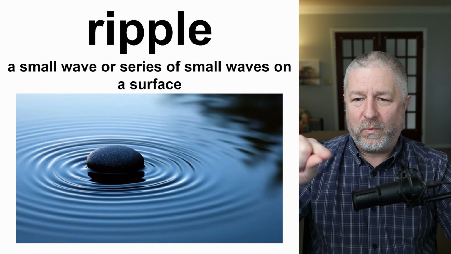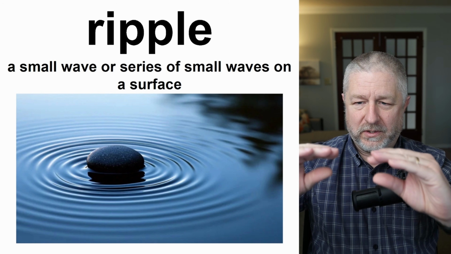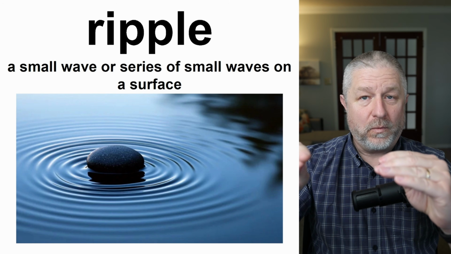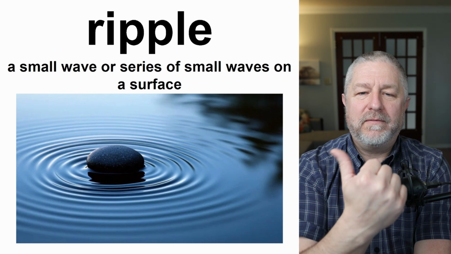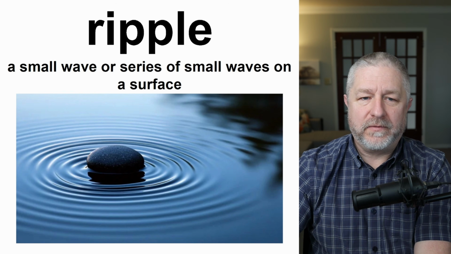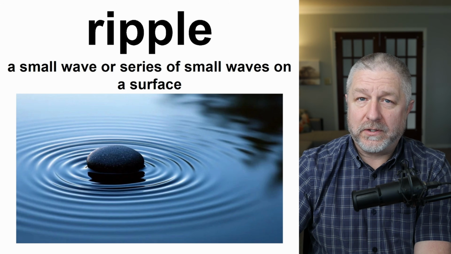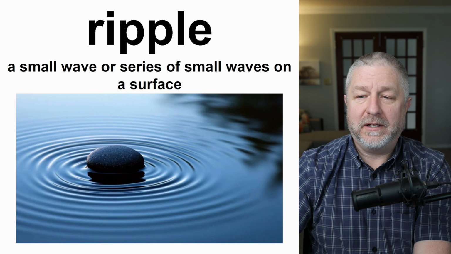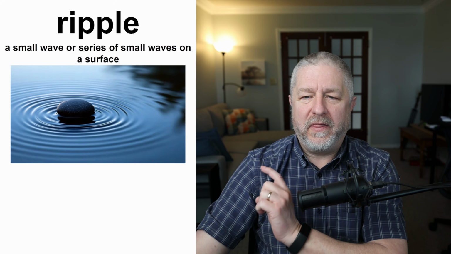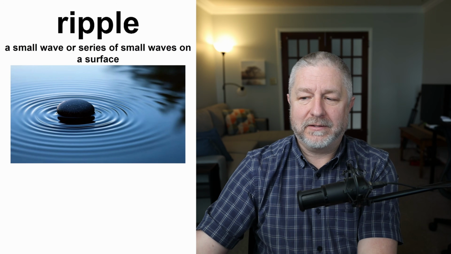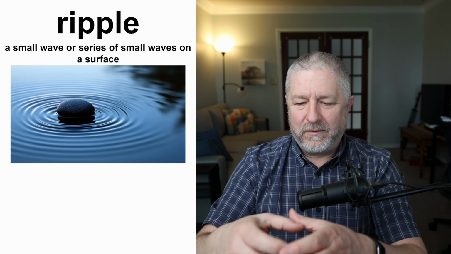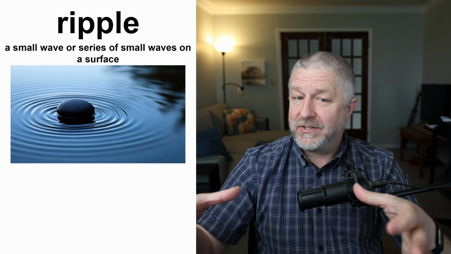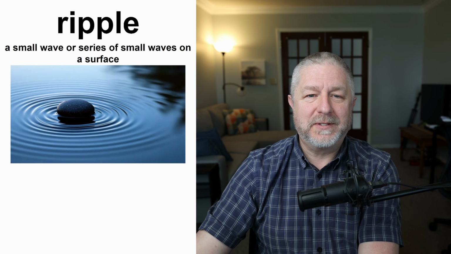They're all small waves. If you were to look at it from the side, you would see the wave pattern. But ripple, a small wave or series of small waves on a surface, usually in a circle, although it doesn't have to be in a circle. But this would be the best example I can think of. When you throw a rock in, we would maybe call them concentric circles where they ripple out.